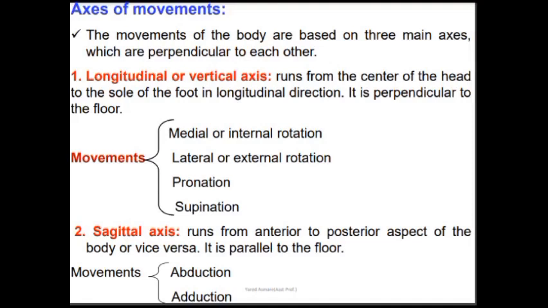Medial or internal rotation, lateral or external rotation, pronation and supination. Example, pull up. B. Sagittal axis runs from the anterior to the posterior aspect of the body or vice versa. It is parallel to the floor. Movements are abduction and adduction.